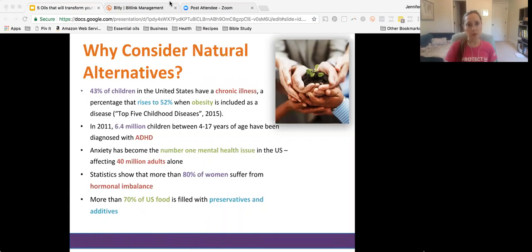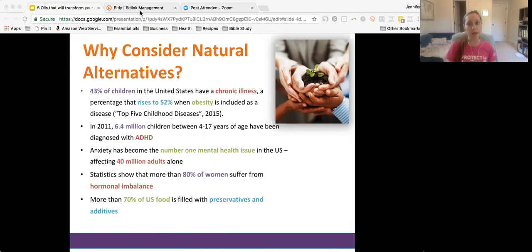When we look at just a few stats, especially in the area of children, which is so sad to me, 43% of children in the US have a chronic illness. That percentage rises to 52% when you include obesity as a disease. 40 million adults are struggling with anxiety and other mental health issues, and everyone's just so stressed out, and it's really taken a toll on our health. Over 6.5 million children have been diagnosed with ADHD. The majority of women, 80% of women, suffer from hormone imbalances.